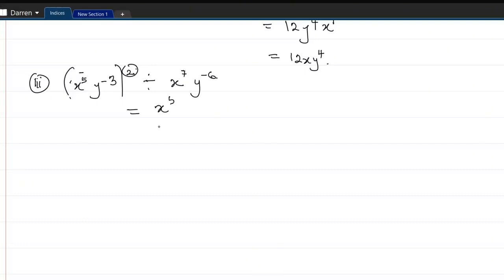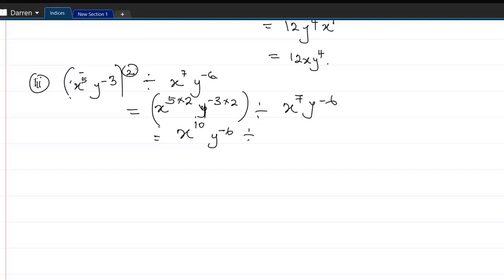So that's going to give you x raised to the power of 5 multiplied by 2, then y raised to the power of minus 3 times 2, divided by x raised to the power 7 y raised to the power minus 6. Notice here that we have x raised to the power 10 now: x raised to the power 10 y raised to the power minus 6 divided by x raised to the power 7 y raised to the power minus 6. Now this is division. Let's pick the ones that have the same base. So x raised to the power 10 divided by x raised to the power 7. This is going to give you x raised to the power 10 minus 7 because it's division. And then let's go for the y part. That's going to give you minus 6 minus 6.